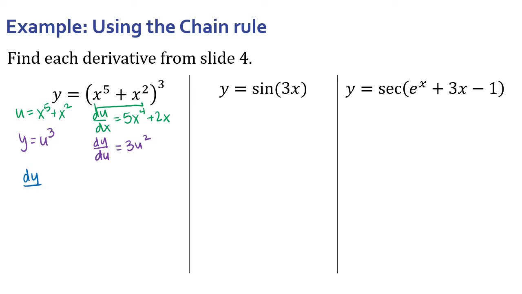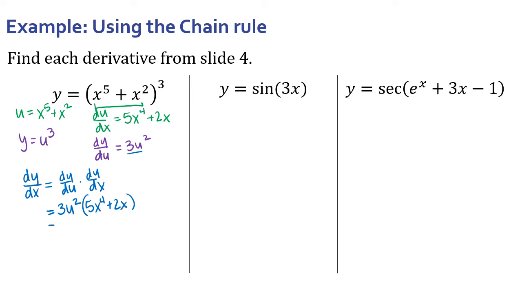So when I find this, we learned from the last slide, dy dx equals dy du times du dx. So substituting in those values, dy du is 3u squared. Du dx is 5x to the fourth plus 2x.